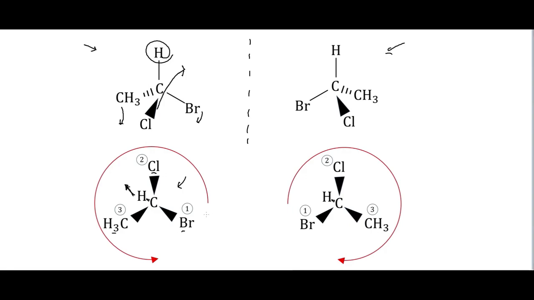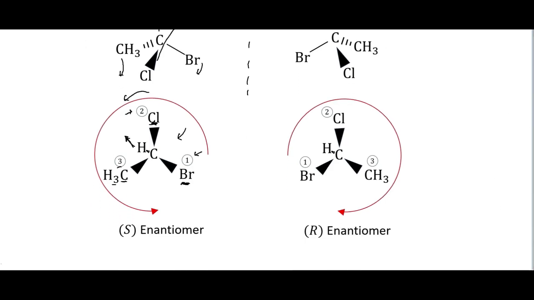Then we want to assign our priorities. This is the first priority because this bromine has the highest atomic number. This chlorine has the second highest atomic number, so it has priority 2. Then this carbon right here is the third priority. So we start from one and rotate around in the direction from higher to lower priority. What we see here is rotating counterclockwise. When we rotate counterclockwise around the priorities, we call that the S enantiomer. So this is the S enantiomer.